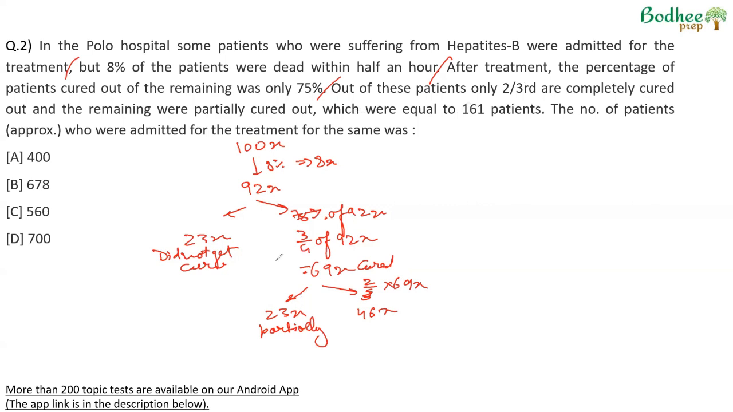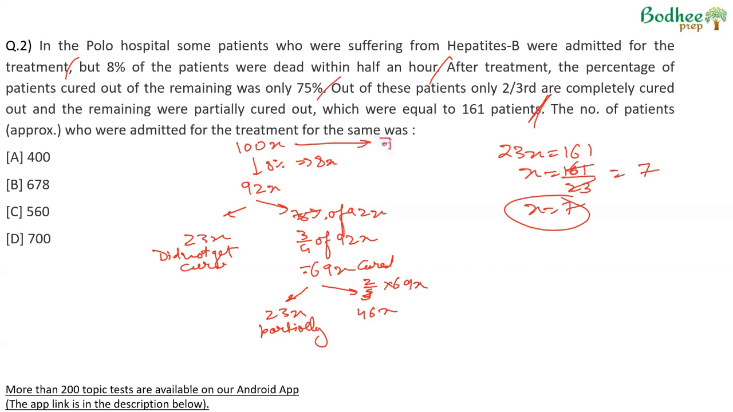Which were equal to 161. So this 23x partially cured is equal to 161. X is equal to 161 by 23, which is 7. That is the number of patients who were admitted for the treatment. So initially the number of patients admitted was 100x, X comes out to 7, so the number of patients comes out to 700.